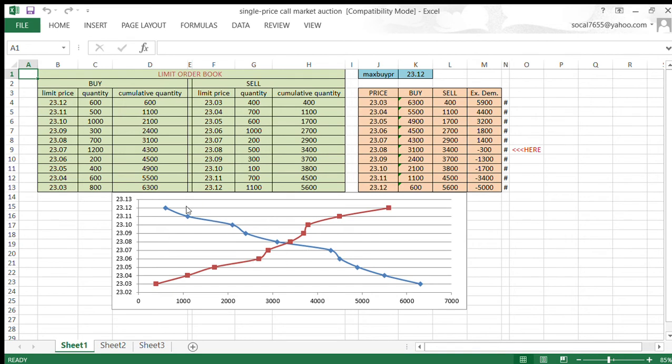Well, down here, we can see a chart of the cumulative columns of the demand, the buy interest, and the sell interest. And of course, the blue is the demand interest.